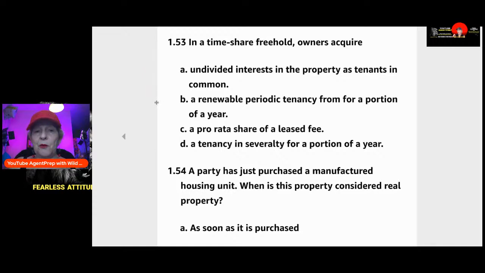B, a renewable periodic tenancy for a portion of a year. C, pro rata share of a leased fee. Or D, a tenancy in severalty for a portion of the year. So what is a timeshare? Now, can realtors sell timeshares?